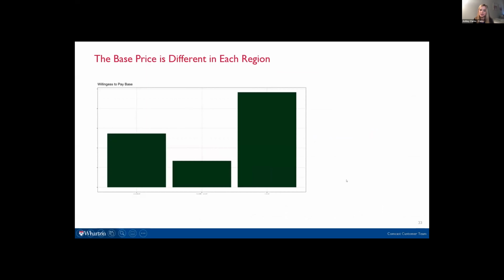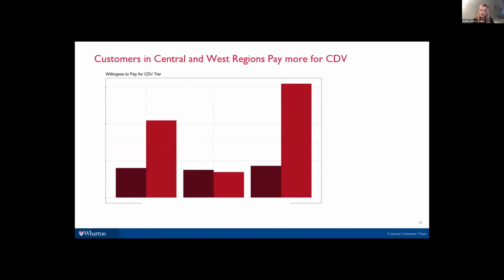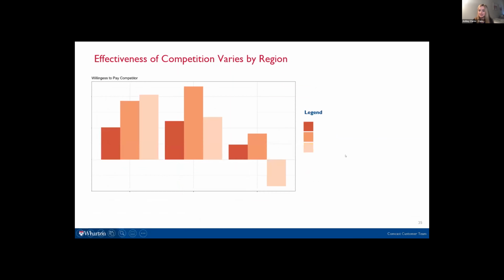And then here's the base price. So you can see the willingness to pay really is different by region in magnitude. And then you also see, as I mentioned before, the customers in the Central and West are willing to pay more for digital video. So you can kind of see the difference.